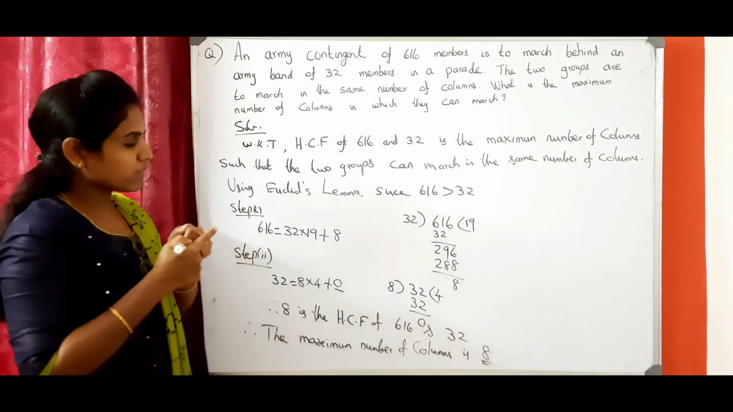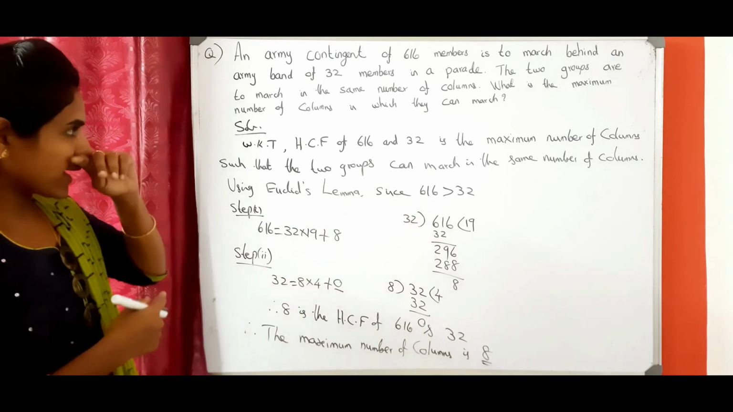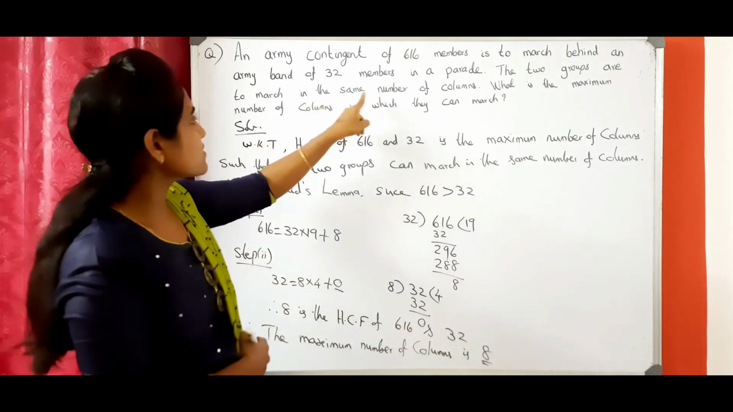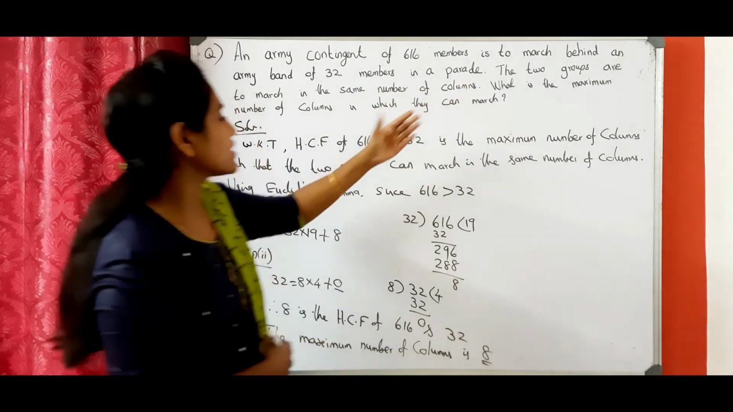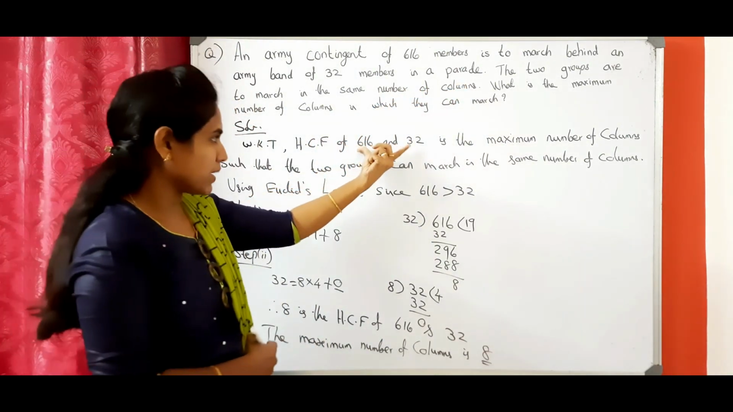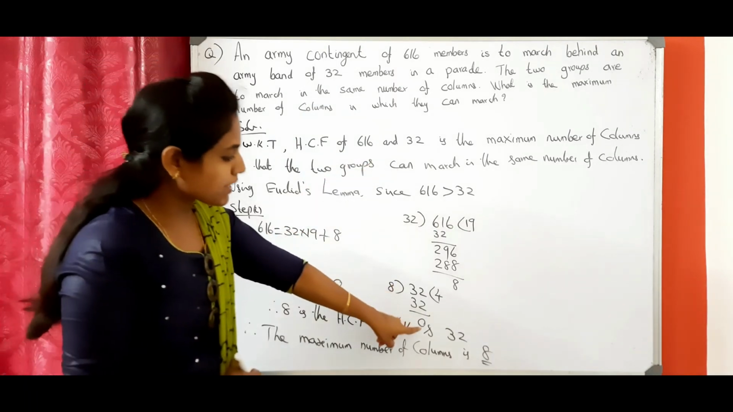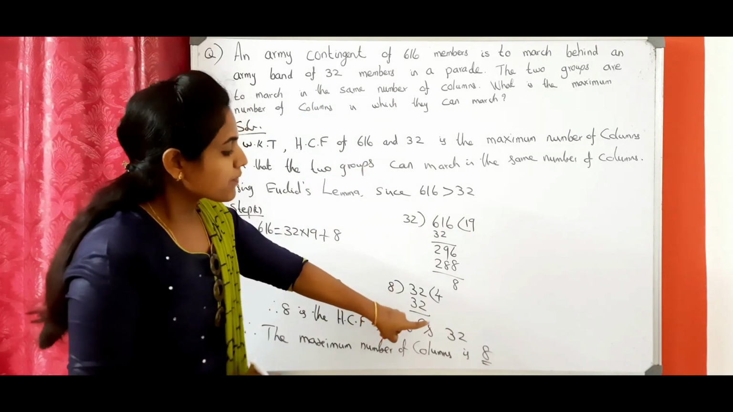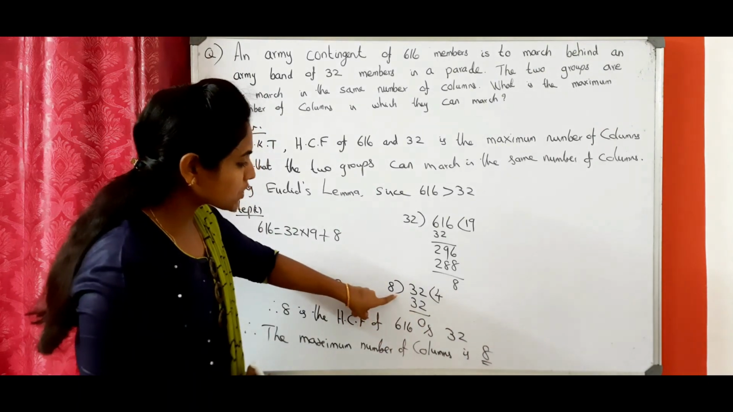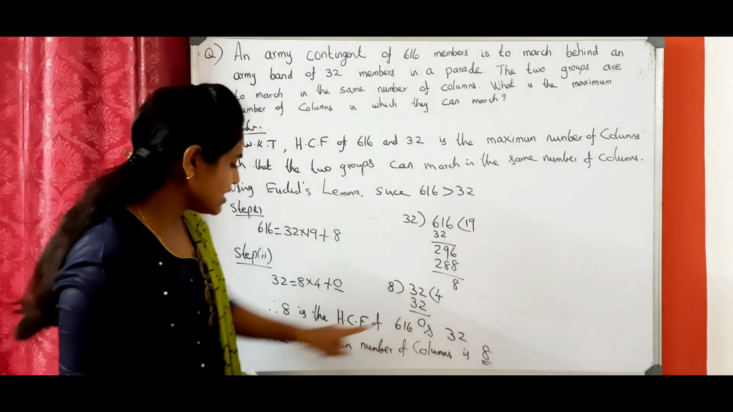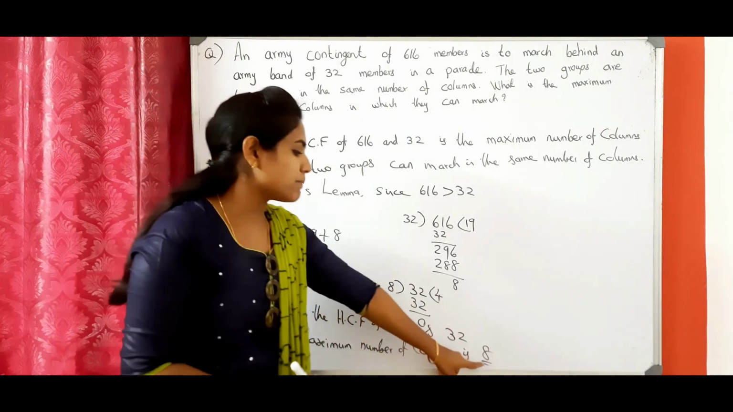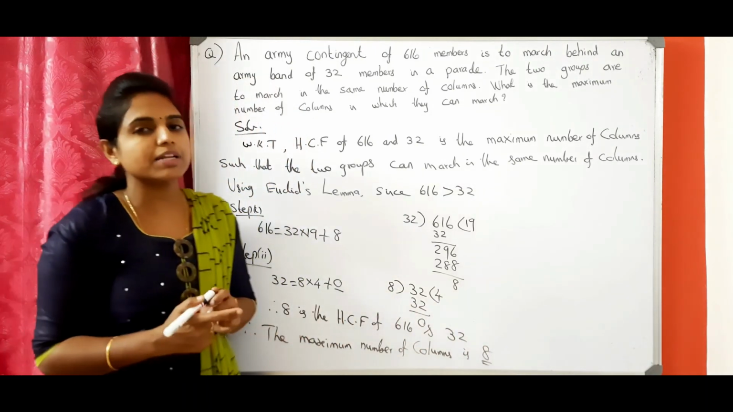Let me explain one more time. We need to find the maximum number of columns with the two groups in the same number of columns. For that we need to find the HCF of these two numbers. So we use Euclid's lemma to find it. When the remainder is 0, the divisor is the HCF of these two numbers. Therefore, the maximum number of columns is 8.